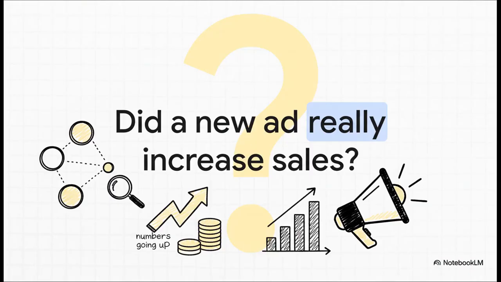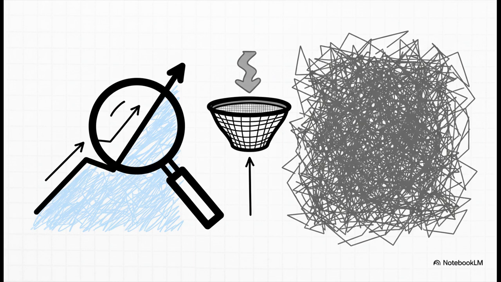Your company just rolled out this big, flashy new ad campaign. You look at the numbers, and hey, sales are up. Everyone's high-fiving. But then the big question hits. Was it really because of our ad? I mean, maybe it was just a good week. Maybe a competitor had a bad week. Maybe sales would have gone up anyway. And that right there, that's the core challenge. Figuring out if you're looking at a real effect or just the random ups and downs of the market.